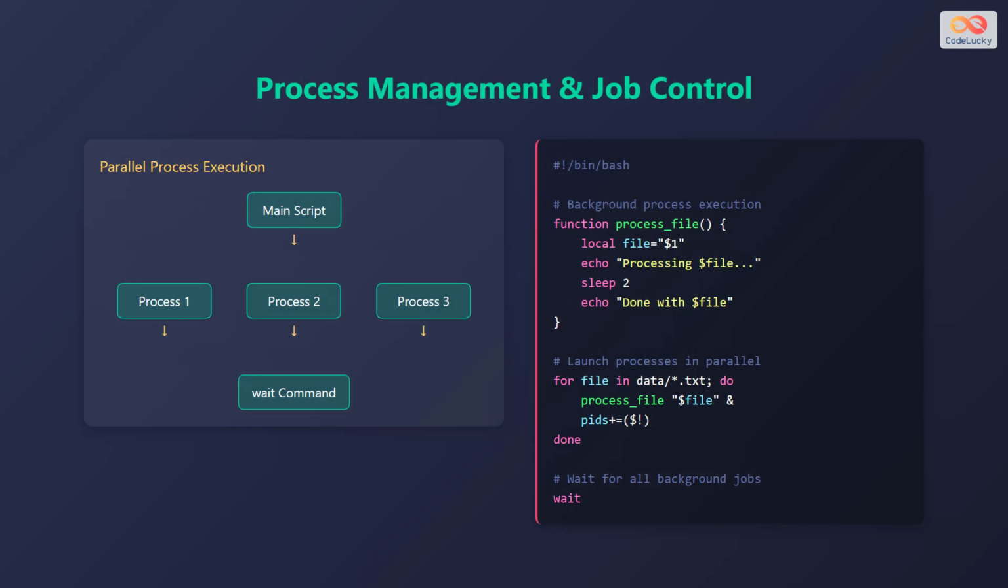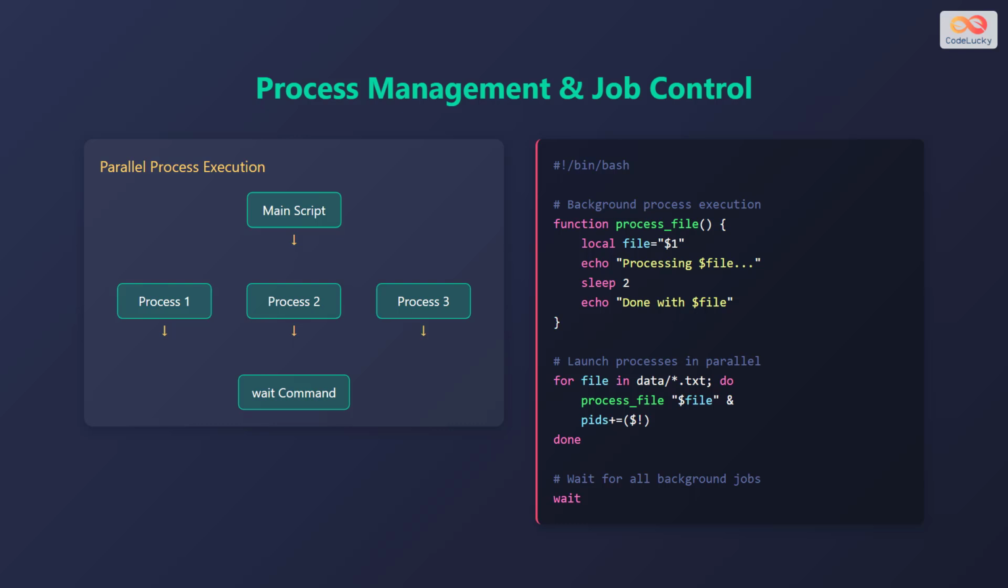Process management and job control involve running processes in the background and managing their execution. The diagram illustrates a main script executing processes in parallel, with the wait command ensuring that all background jobs are completed before the script exits.